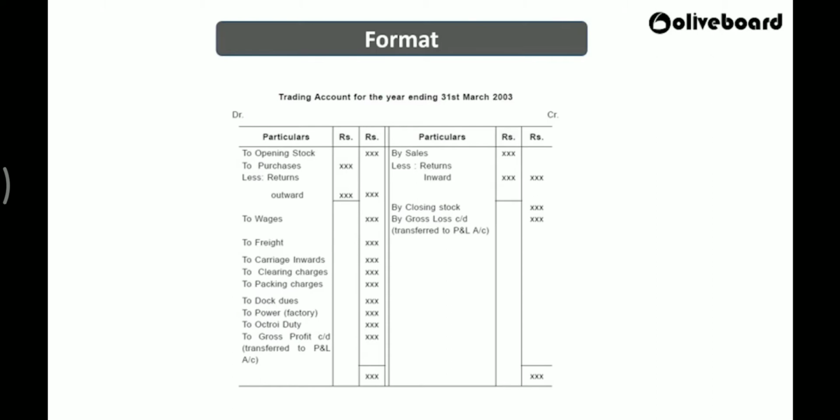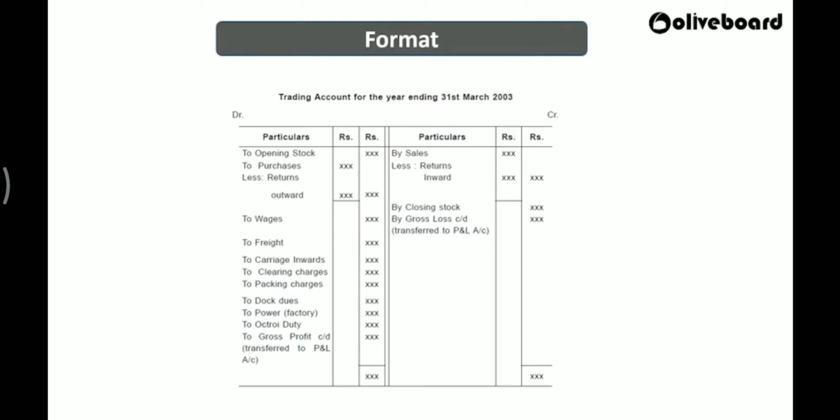It is for a particular period, during a period. All right. So trading and P&L account will be prepared for a certain period. Whatever expenses you have incurred and whatever incomes you have earned during that period will be portrayed on that trading and P&L account. All right. So it is not on one particular day. It is for a particular period.